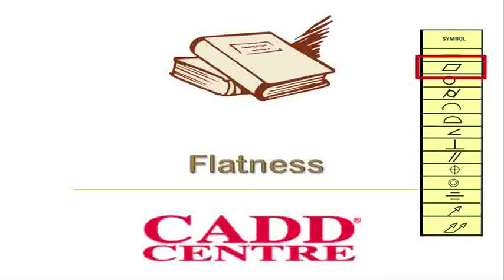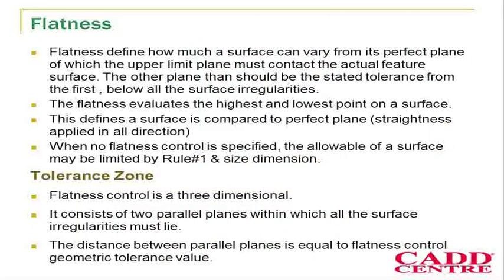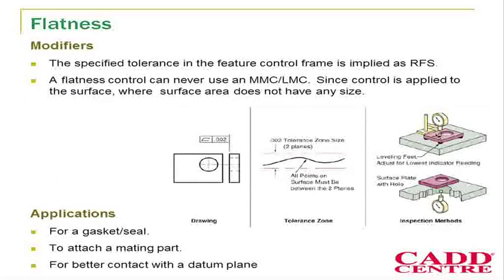Now we discuss flatness. The flatness condition is represented by the symbol as you see in the picture. Flatness defines how a surface is deviated with respect to the perfect plane. The flatness control is a 3-dimensional control. It consists of 2 parallel planes within which all the surface irregularities should lie. The distance between the parallel planes is equal to the flatness control geometric tolerance value. The flatness control cannot have any material modifiers. It is applied only on RFS condition.